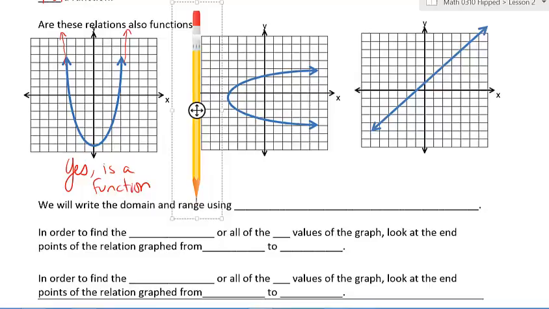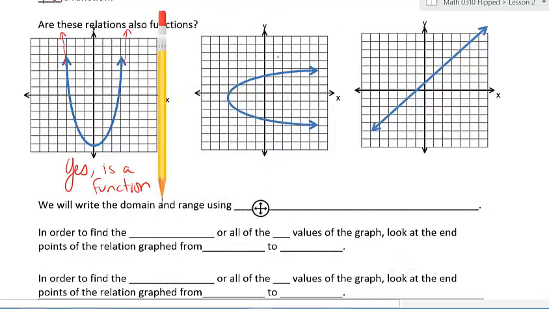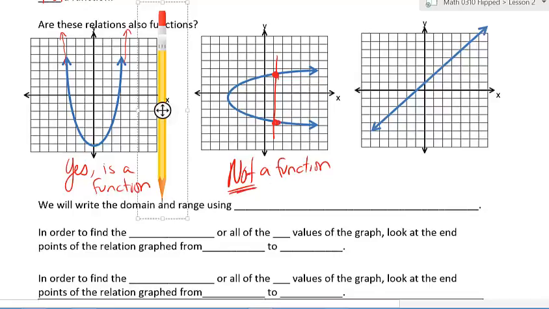Now drag your pencil over. Uh-oh. This is a problem here. Look at this. This one x is trying to date this y up here in the blue and this y down here. That's not okay. So I'm just going to go ahead and draw a line here. This x is trying to date that y and that y at the same time. This is not a function. Okay? Alright, grab your pencil again.